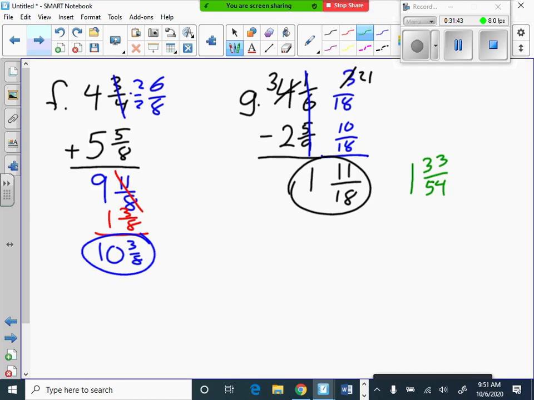3 plus 3 is 6. 5 plus 4 is 9. So what does that tell you? It's divisible by 3. So then we would just have to simplify that. You could have got 1 and 11/18. Make sense? Nice job, those who got it. Have a seat.